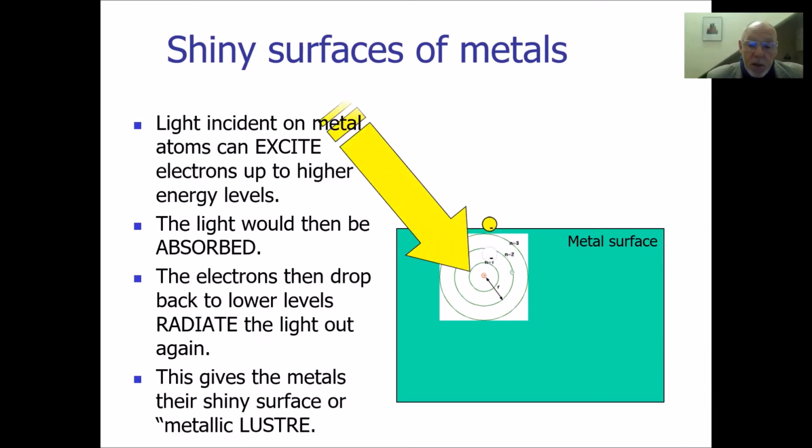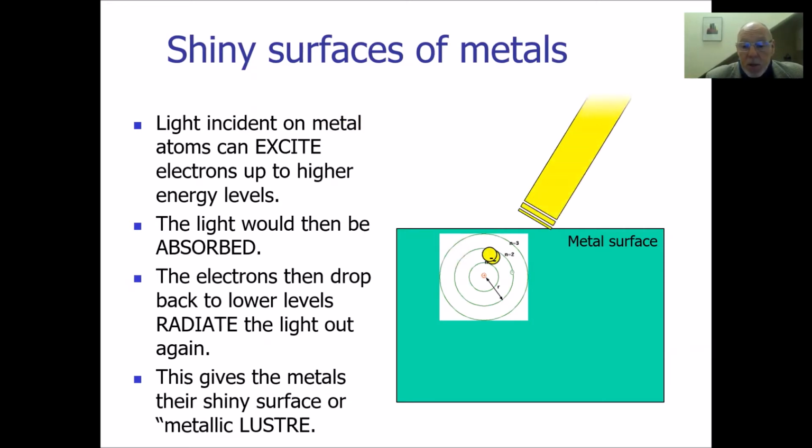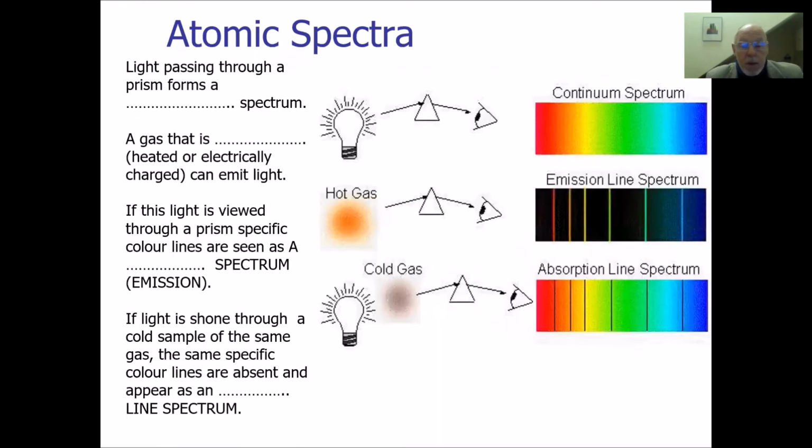Electrons absorb the light, go up to higher energy levels, and drop back down, and that energy is then radiated out. So that's how metals can get their shiny surface. But what we are looking at here is the interaction between substances and light. And in most cases, most substances are able to absorb some energy from the light. Now, that leads us on to consideration of spectra.